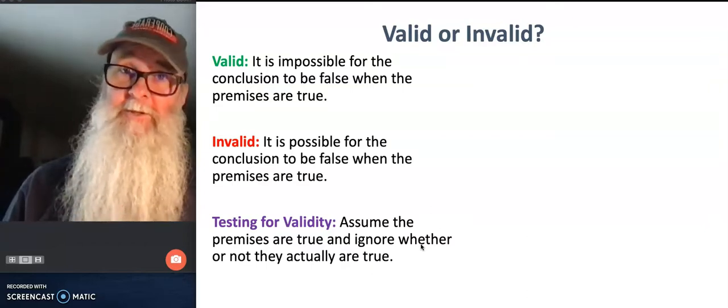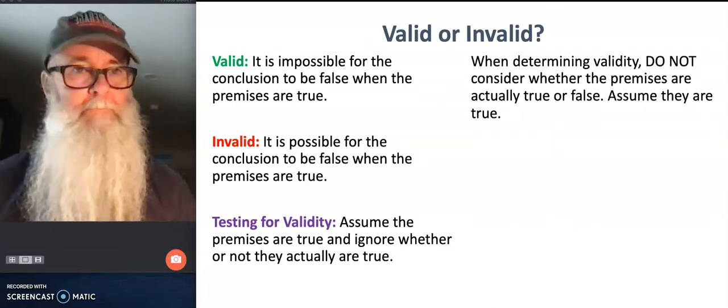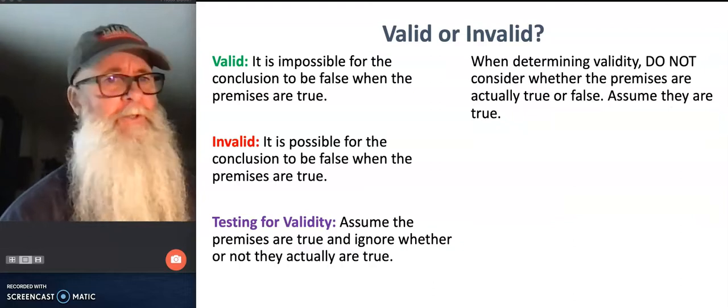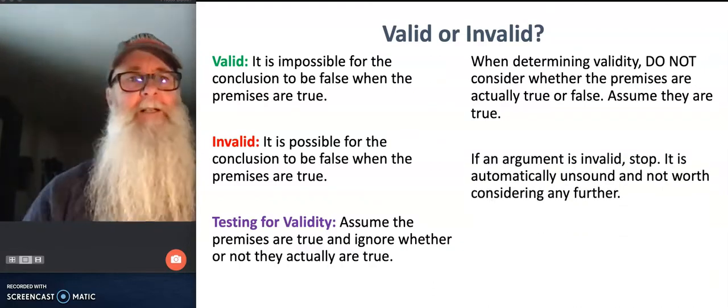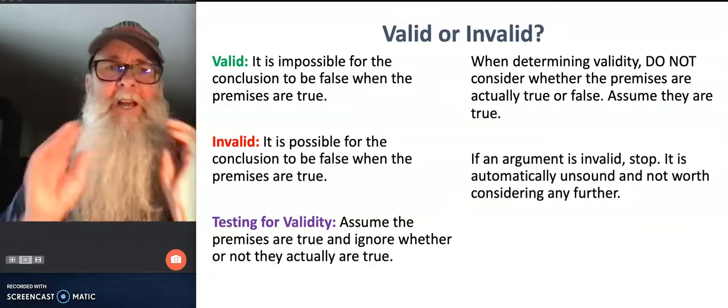For validity, all we're concerned about is, what if? What if those premises are true? Then would the conclusion follow by logical necessity? All right? So when determining validity, do not consider whether the premises are actually true or false. Just assume they're true. If an argument is invalid, stop. Now I'm repeating myself.